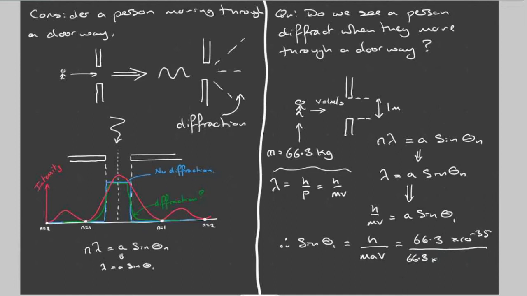Times by a. a is the width of the slit, which in this case is 1 meter, times by the velocity or the speed. The difference between velocity and speed is not really important in this case, of 1. So I end up with sin theta 1 is equal to 10 to the minus 35. This means that theta 1 is sin to the minus 1 of 10 to the minus 35. If that's put into a scientific calculator, we get 6 times 10 to the minus 34 of a degree.